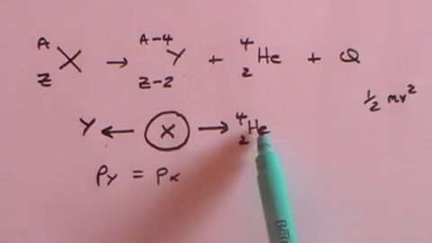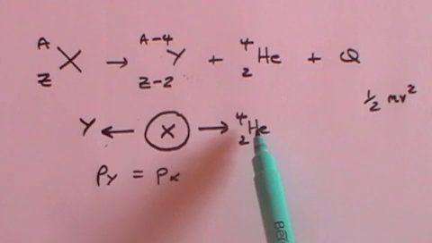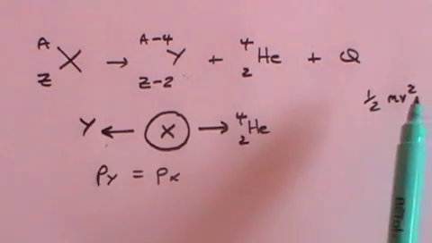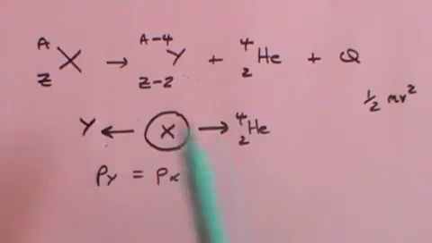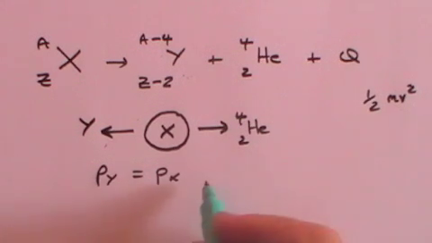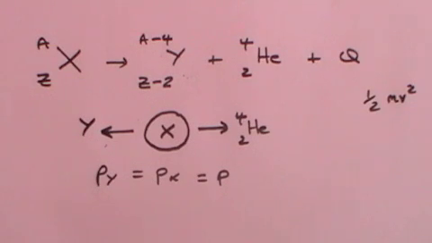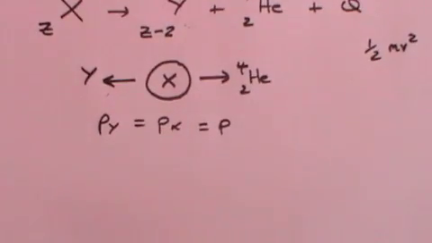So if the alpha particle comes off in one direction with a certain velocity and a certain energy, it must follow that the Y nucleus must now go off in the opposite direction so that the magnitudes of the momentum are exactly equal. And since Py equals P alpha, we'll just call that P. Now the total kinetic energy of the two particles is Q. So Q is the total kinetic energy.